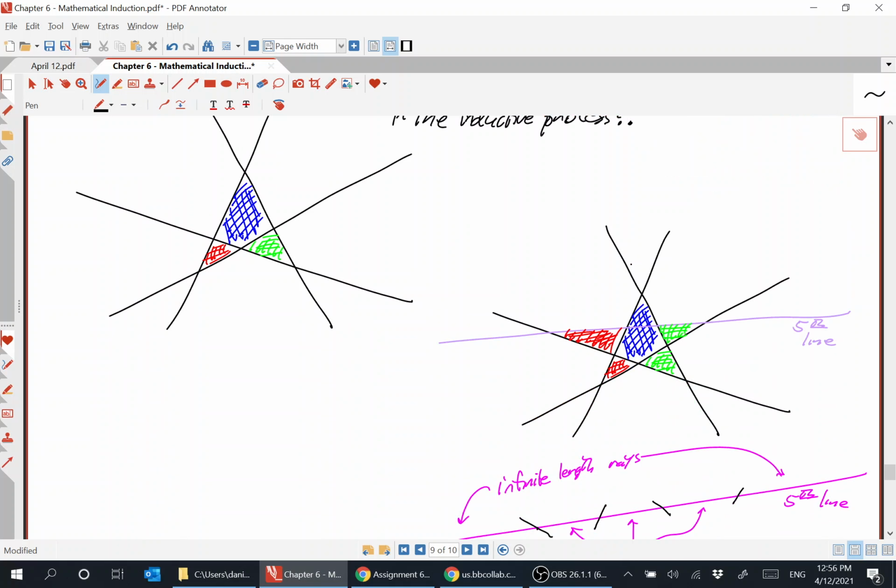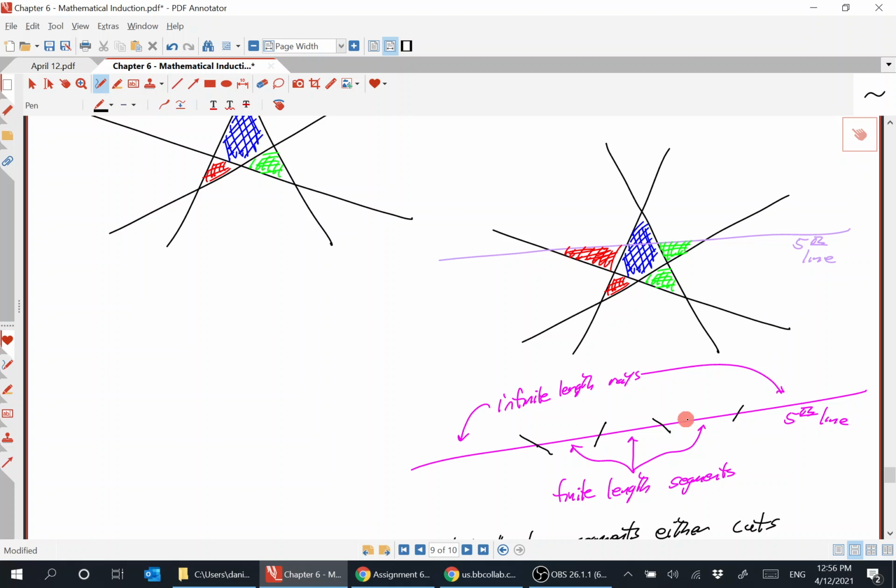And then when you add in a new line, the increase in the number of regions, well, the first and the last region don't matter anymore, because they can't create new bounded regions. Only these create new bounded regions.